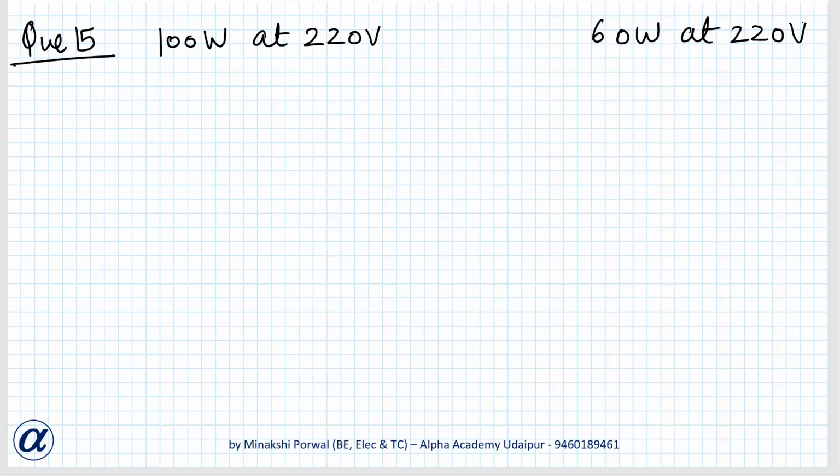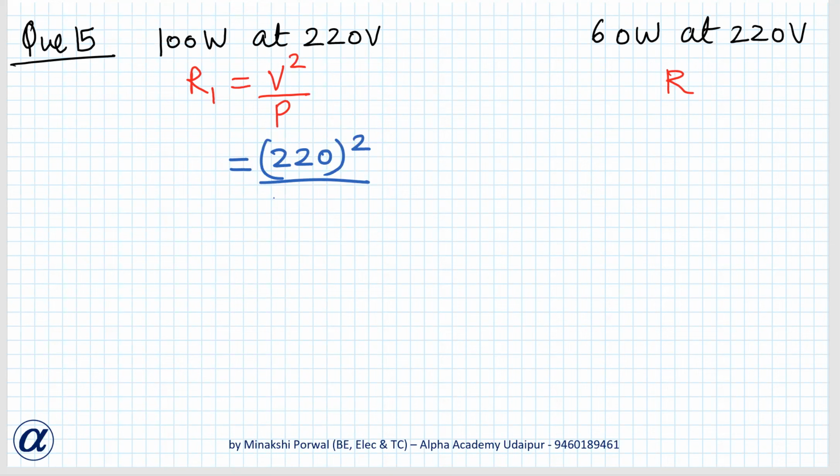First of all, we don't know the resistance of both the bulbs. So the first step is finding the resistance of each. R1 will be equal to V square upon P, since P equals V square upon R. For finding resistance, we'll use R equals V square upon P. V is 220 and P is 100. So 220 squared upon 100, when we solve this, we get 484 ohms.